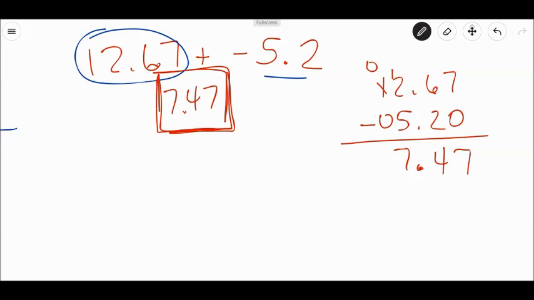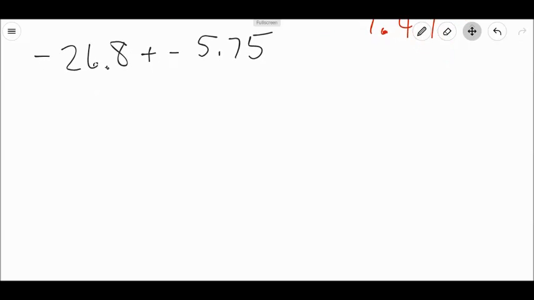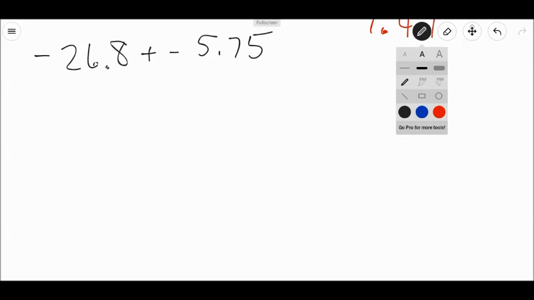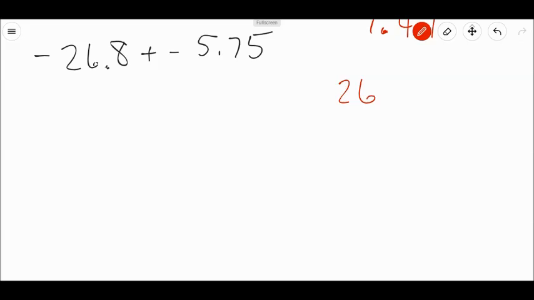Let's this time say I'm going to have negative 26.8 plus negative 5.75. Move this to the top of the screen. I'm going to go through the same steps that I always talk about. These are the same signs. So this time I need to solve an addition problem. Adding decimals is just like subtracting them. Line up the decimal points, 26.8, and line up the second one, obviously, 5.75.